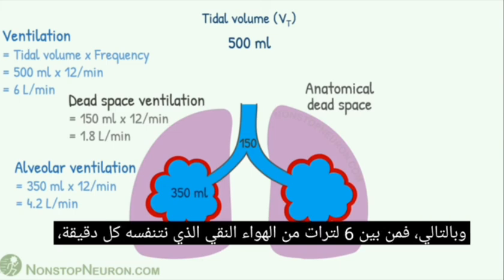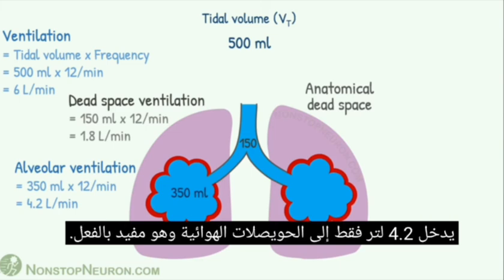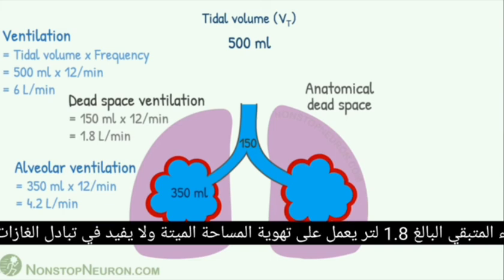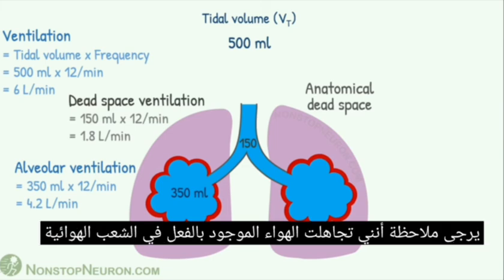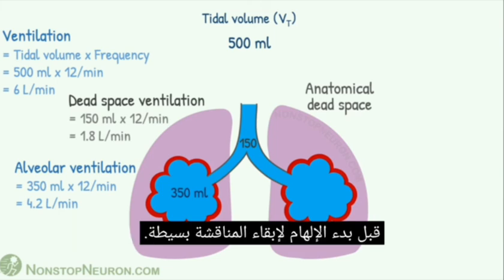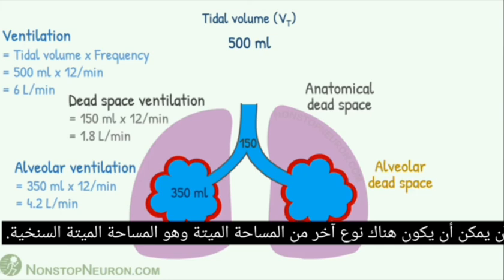Thus, out of 6 liters of fresh air that we breathe every minute, only 4.2 liters enters the alveoli and is actually useful. The remaining 1.8 liters of air ventilates the dead space and is not useful in gas exchange. Please note that I have ignored air that is already there in the airways before starting inspiration to keep the discussion simple. Now, there can be one more type of dead space, that is alveolar dead space.